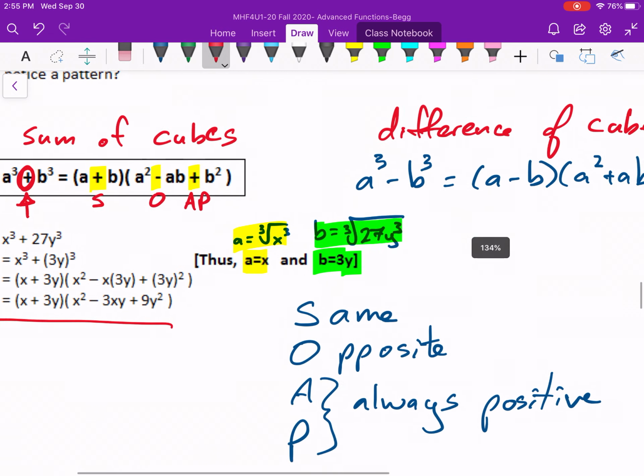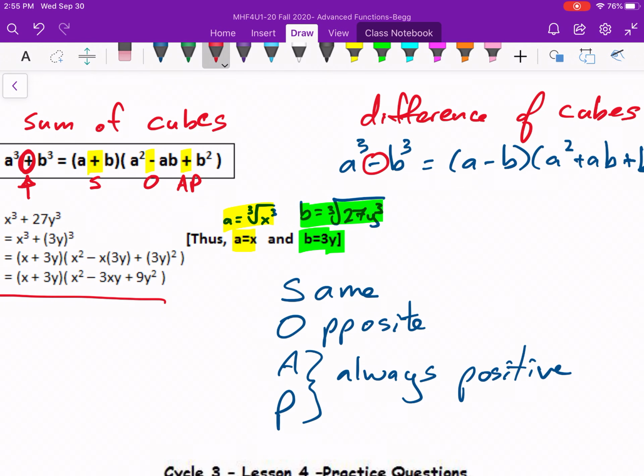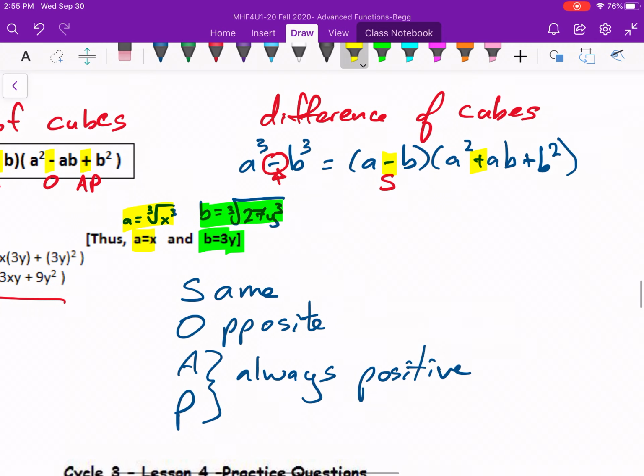SOAP. If we look at this one here, we got a difference of cubes. It's got a minus sign. So we've got same. Then we got opposite, so opposite of the minus sign, and then always positive. So if you're needing to remember the formula, you can remember the signs at least using SOAP.